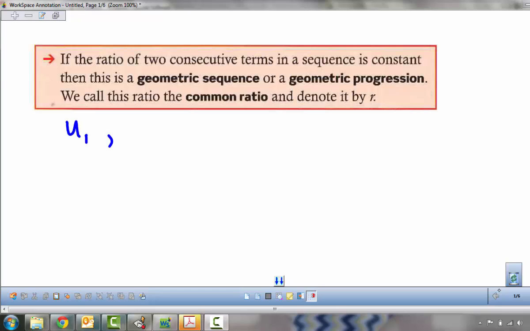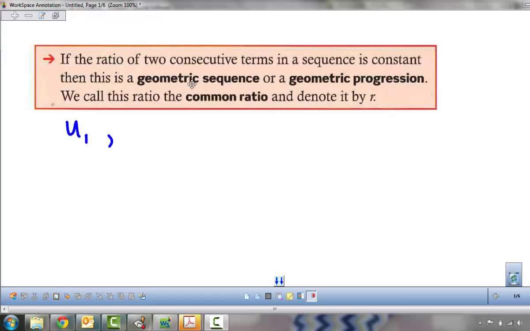Hello, ladies and gentlemen. Today we will be talking about geometric sequences. We have talked about arithmetic sequences and series. Today we shift to another major type of sequence and series called a geometric one. And these are terms that are separated by a common ratio. If the ratio of two consecutive terms is constant, then we call it geometric.